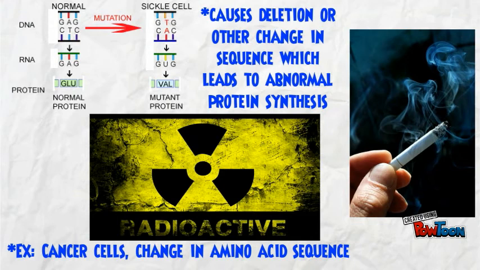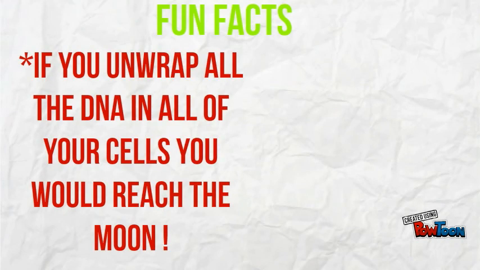Cancer cells are an excellent example of mutations. A change in an amino acid results in disrupted checkpoints in the cell cycle, which produces abnormal production of cells.